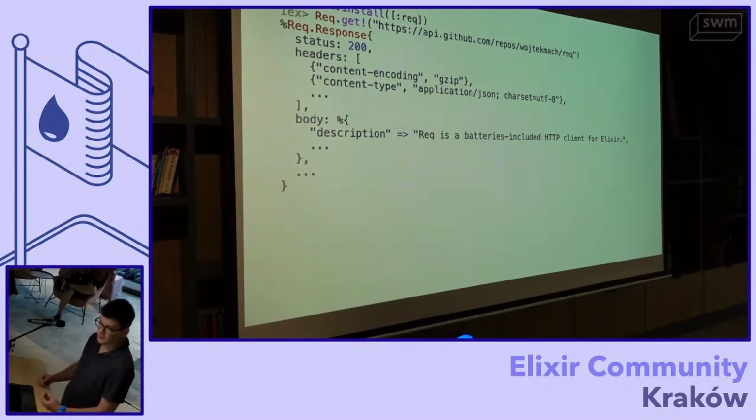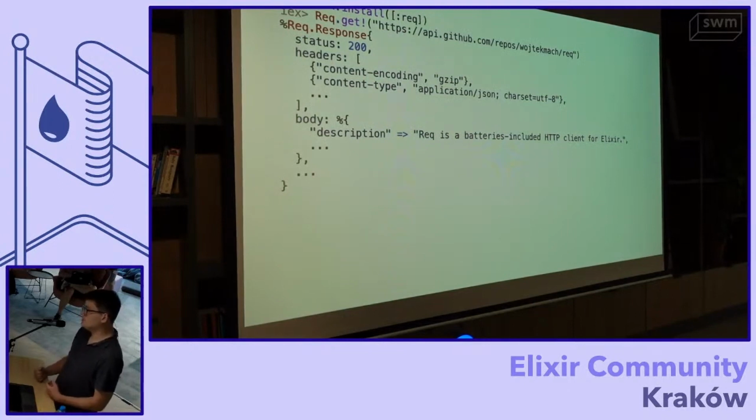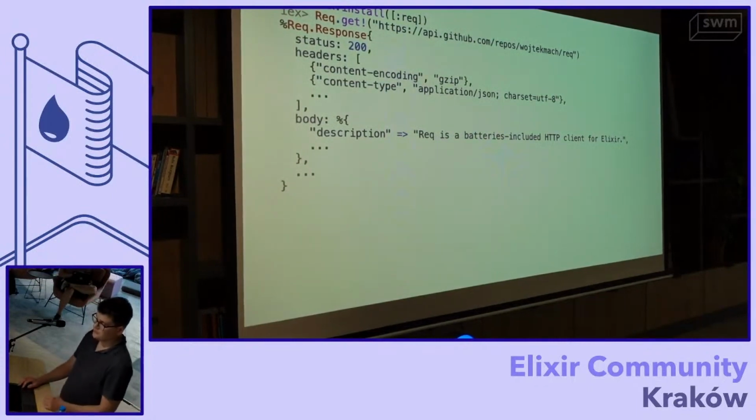We try to use HTTP headers and have opinionated defaults of how the client should work based on these headers. We also set some headers ourselves. So the other header is content-type. So here it's application/json. And similarly, when Req sees this header, it will look at the value and try to automatically decode. So it did decode the JSON into an Elixir map.